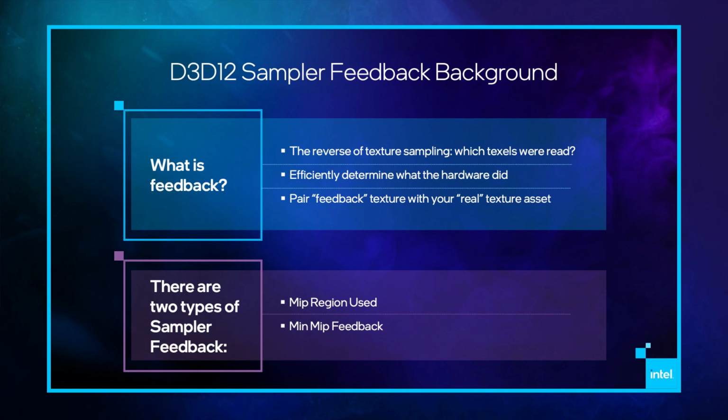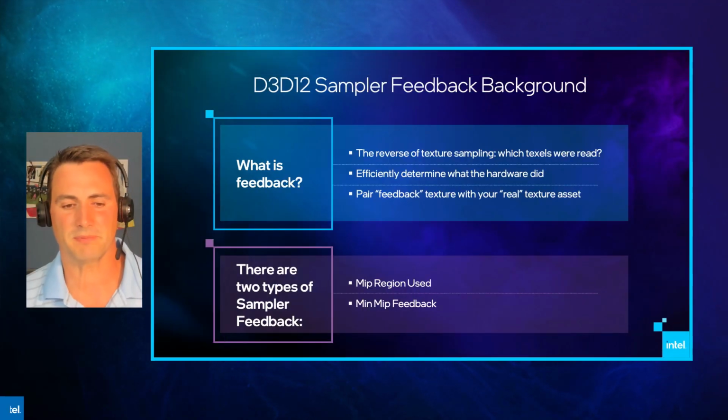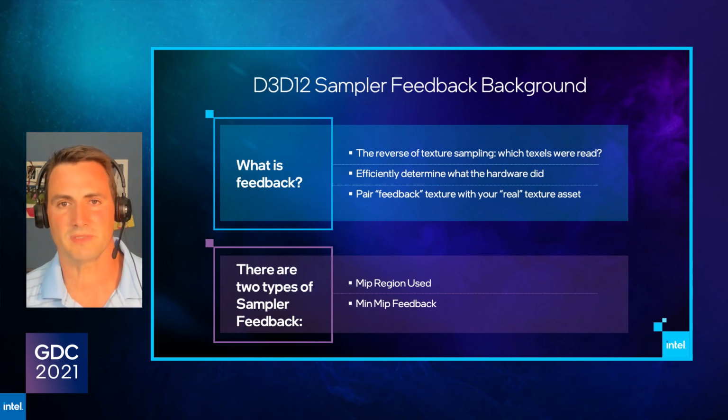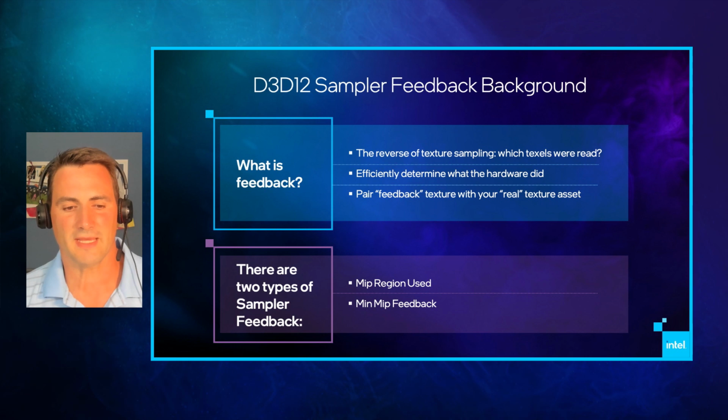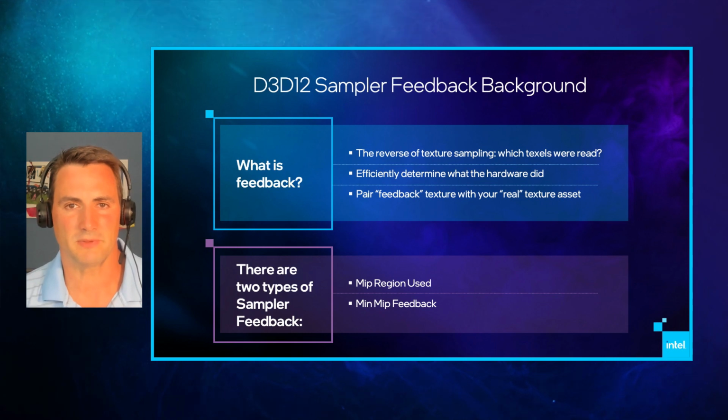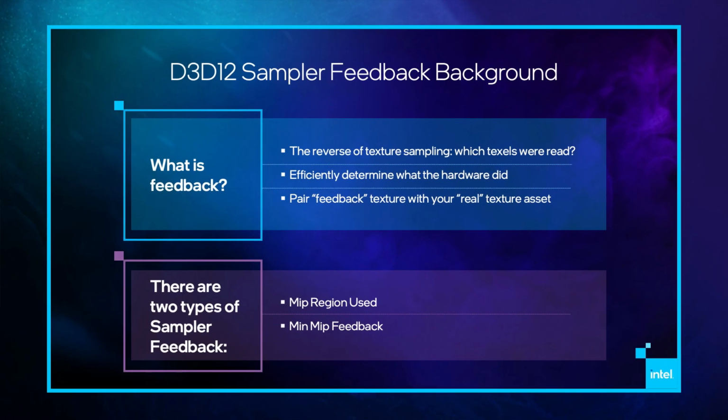There are two types of sampler feedback. There's MIP region used and min-MIP feedback. Sampler feedback surfaces are paired surfaces. There's a sampler feedback surface that is paired with a surface that will actually be sampled with real sampled data. You could think of sampler feedback as the inverse of texture sampling. Instead of reading texels and averaging them to produce a color, sampler feedback will write results to a feedback surface to tell us which MIP regions within a surface would be sampled. A byte in a sampler feedback surface will represent or correspond to a MIP region in the paired resource.